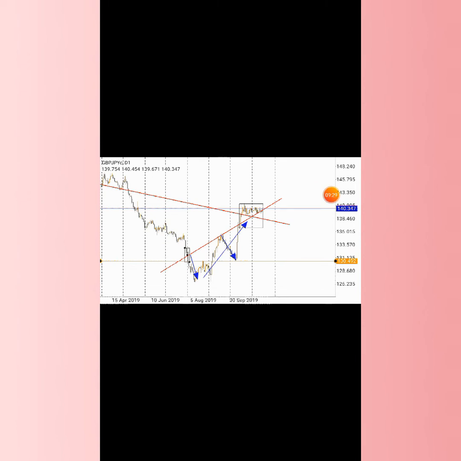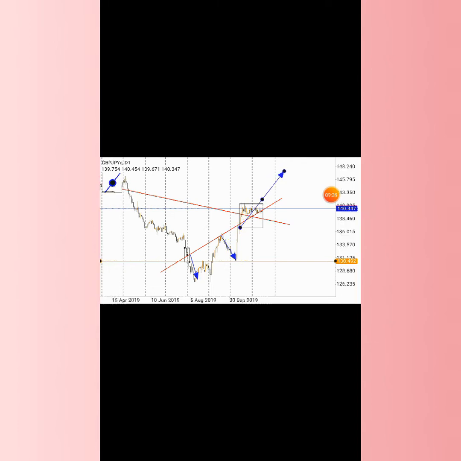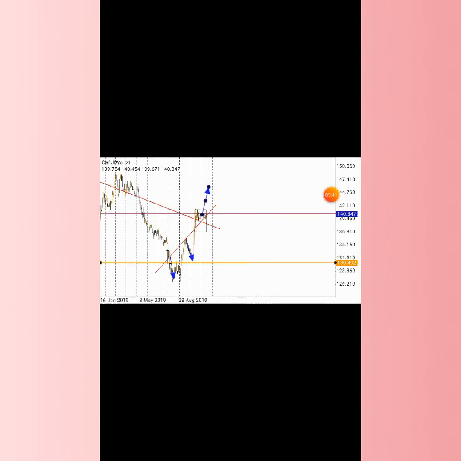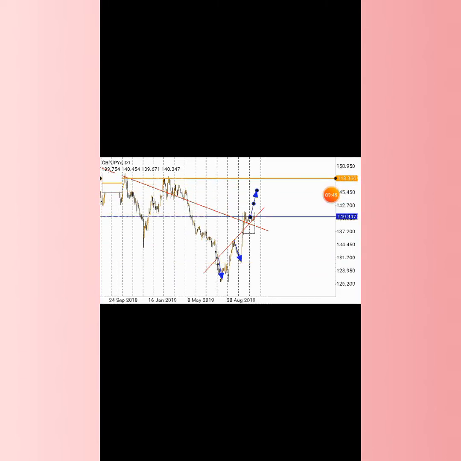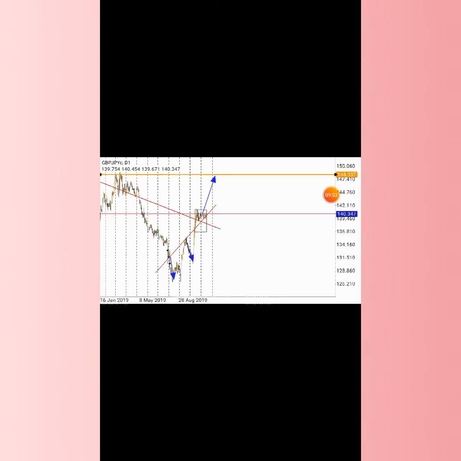So what is likely to happen from here is that our price will likely go up from here. And going up, it's likely to reach here, if the pound sterling will be strong this time. So try and look for opportunities.